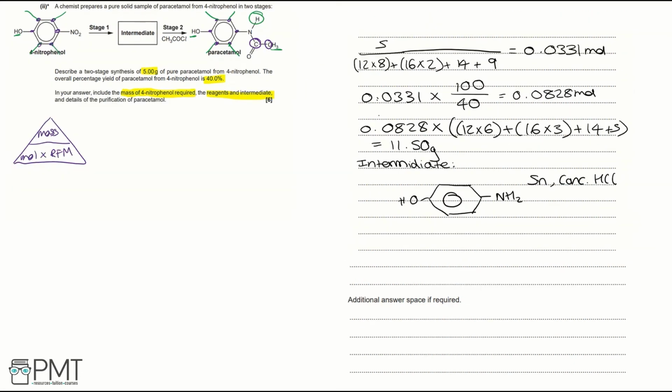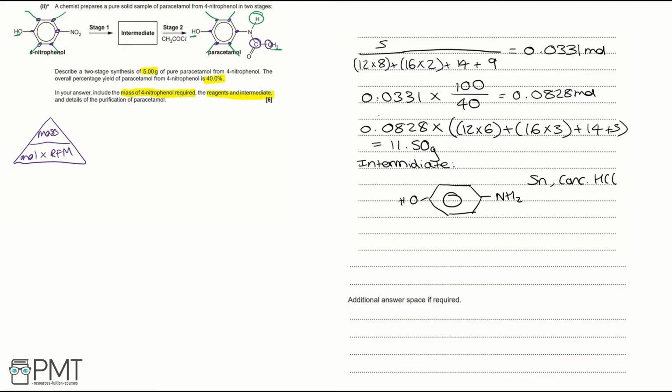The reason the intermediate is what it is, and why we've replaced the nitro group, so the NO2, with an amine group, or NH2, is because when the NH2 reacts with an acyl chloride, the chlorine comes off along with 1 hydrogen in the amine, and that forms HCl, or hydrochloric acid.